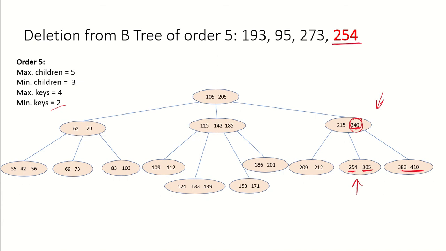Now the next key that needs to be deleted is 254. 254 is larger than the keys available in the root node. So we will move in this subtree. We will compare it with this node over here. 254 is between 215 and 340. So we will follow this subtree and now we reach here. Now we see that again this is a leaf node.